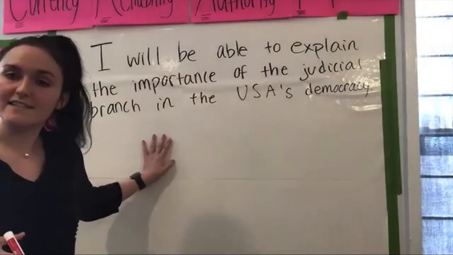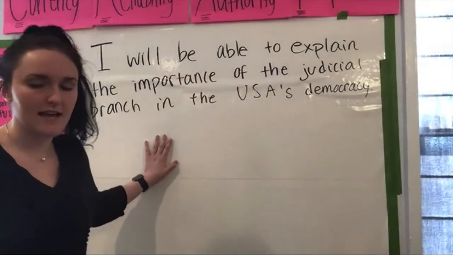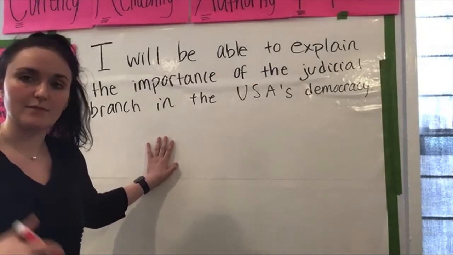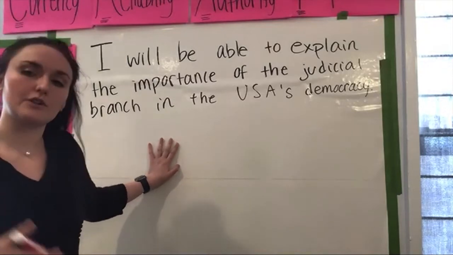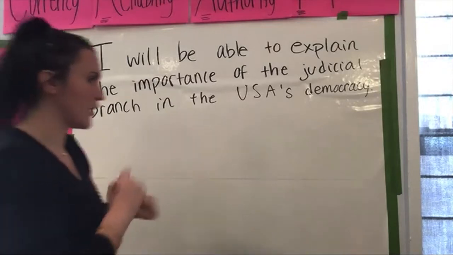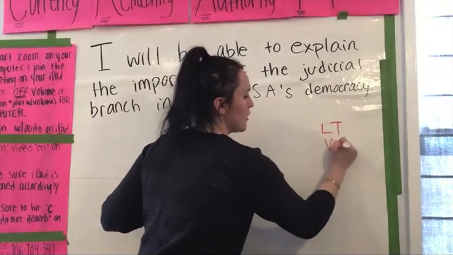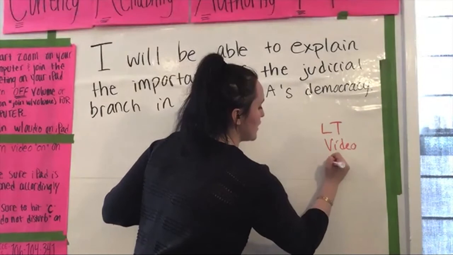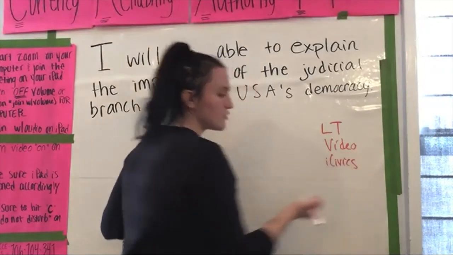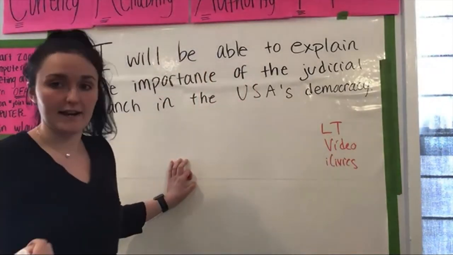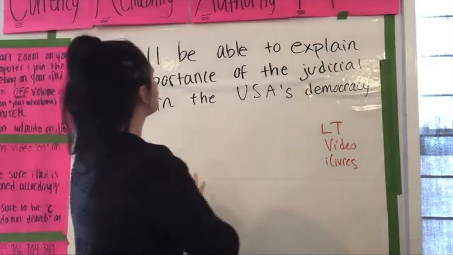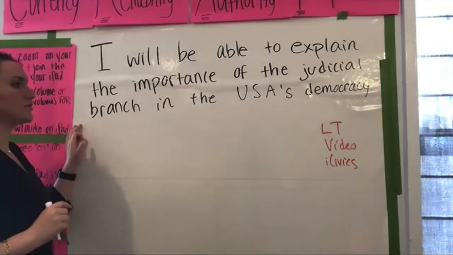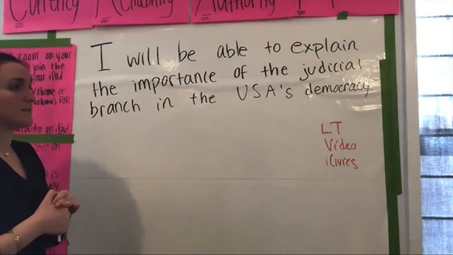Today's lesson is an extension of Friday's lesson. You'll see that in the title of the day's lesson. We will also be using an iCivics game today. We're going to start off with a learning target. After we go over the learning target, we'll have a video that I'm going to show you. And finally, you'll do your actual iCivics game to review the material from Friday. Let's get started. I will be able to explain the importance of the judicial branch in the USA's democracy.